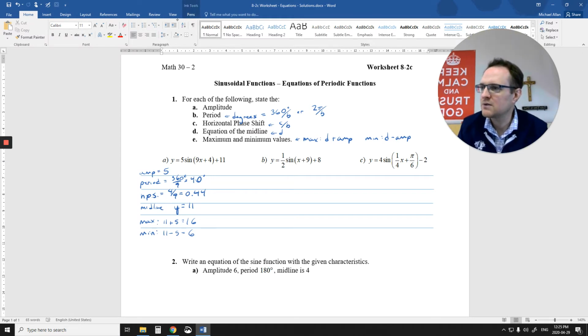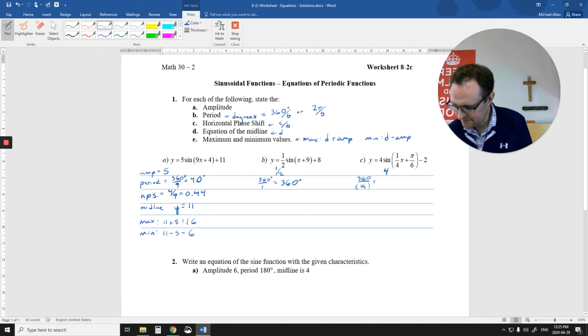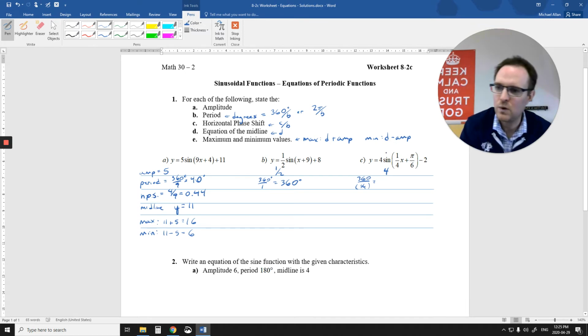This just makes it so I don't have to write amplitude, period, all that stuff over and over again. So here my amplitude is 1/2. This one is 4. I'm going to go period here, so I'm going to go 360 divided by 1, which is going to be 360 degrees. And this one is going to be 360 divided by 1/4. So you put it in a calculator like that, you get 1,440.